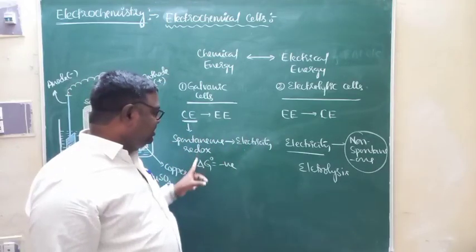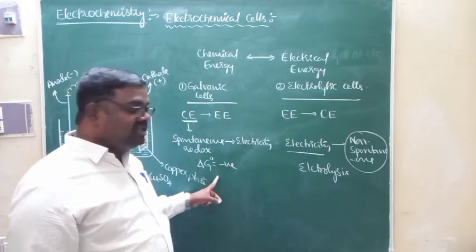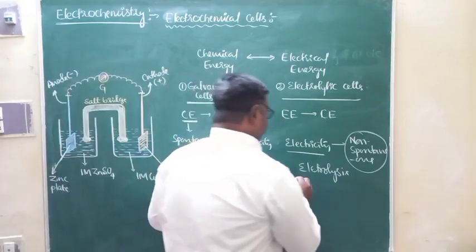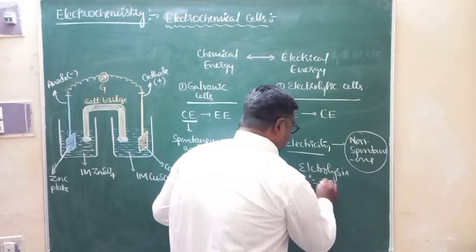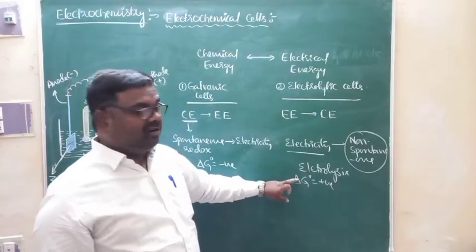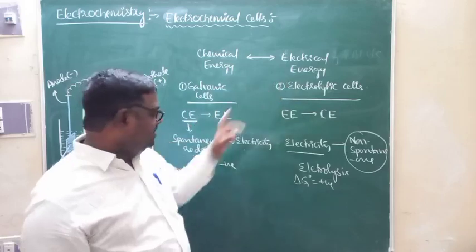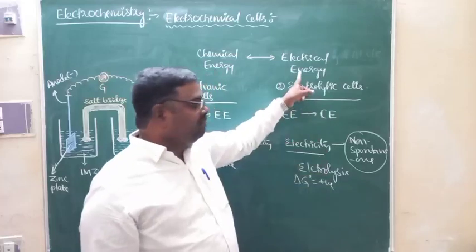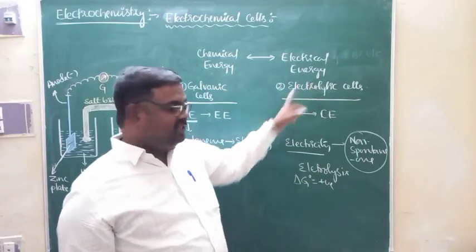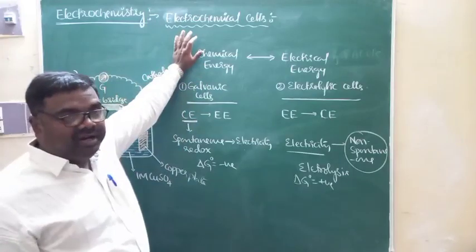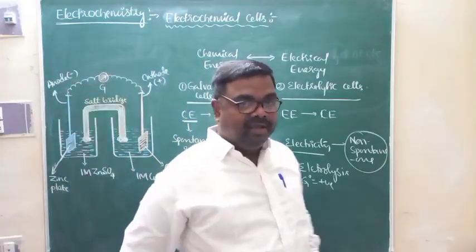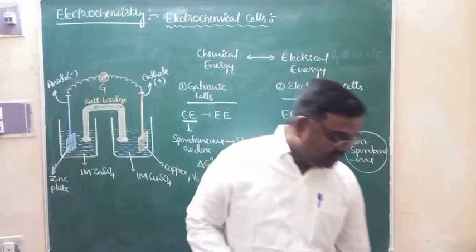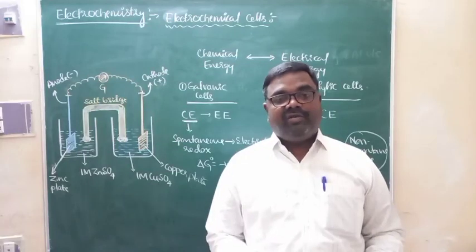For spontaneous processes, delta G naught is negative. That is, delta G naught is negative for the processes going on in galvanic cells. Whereas in the case of electrolytic cells, delta G naught is positive for the processes going on in electrolytic cells. This is the standard free energy change. It is positive for the reactions in electrolytic cells, negative for the reactions in galvanic cells. So this is what we call the differences between galvanic cells and electrolytic cells. So this is an introduction to electrochemical cells.